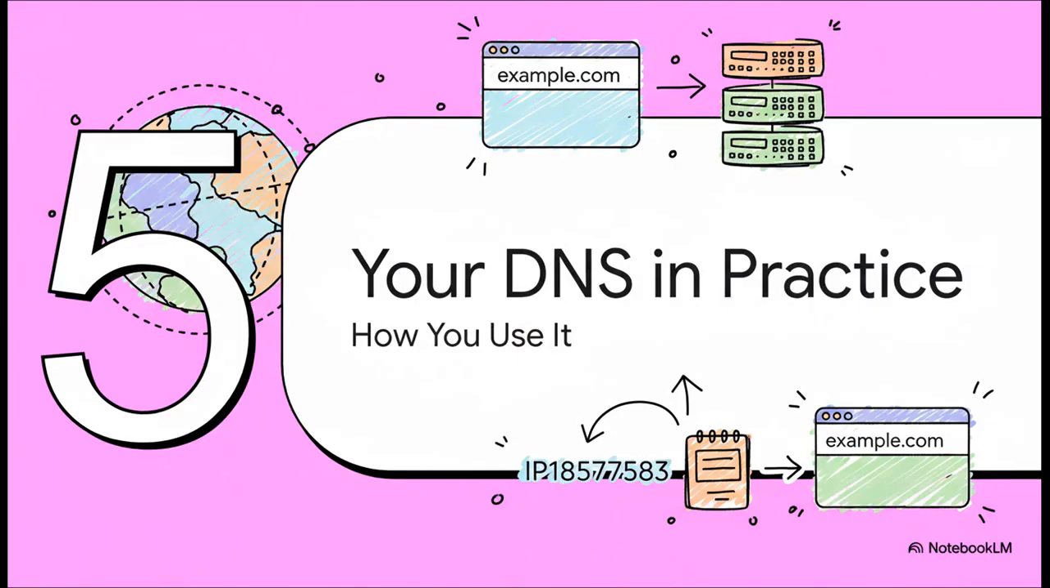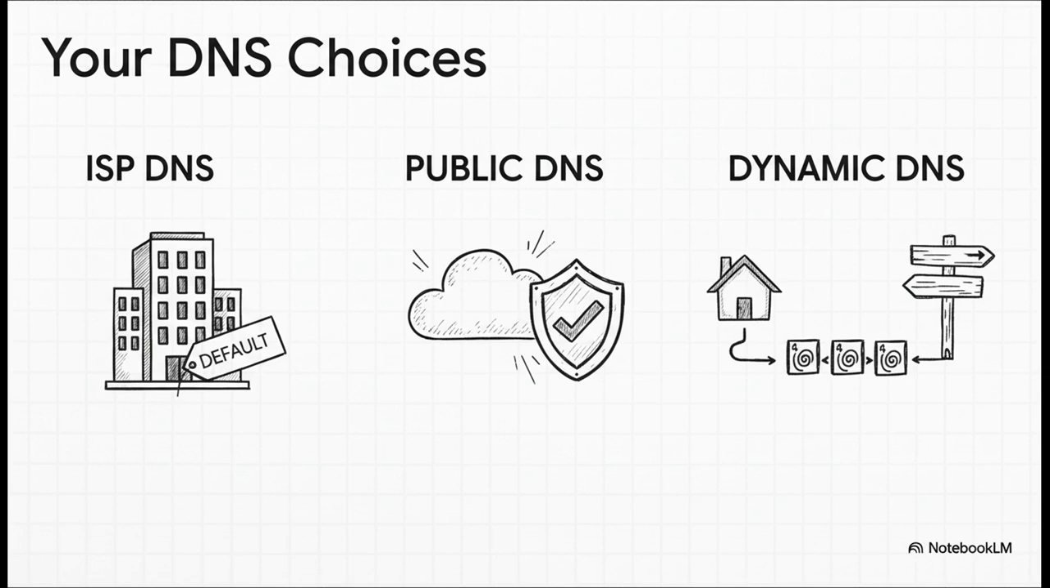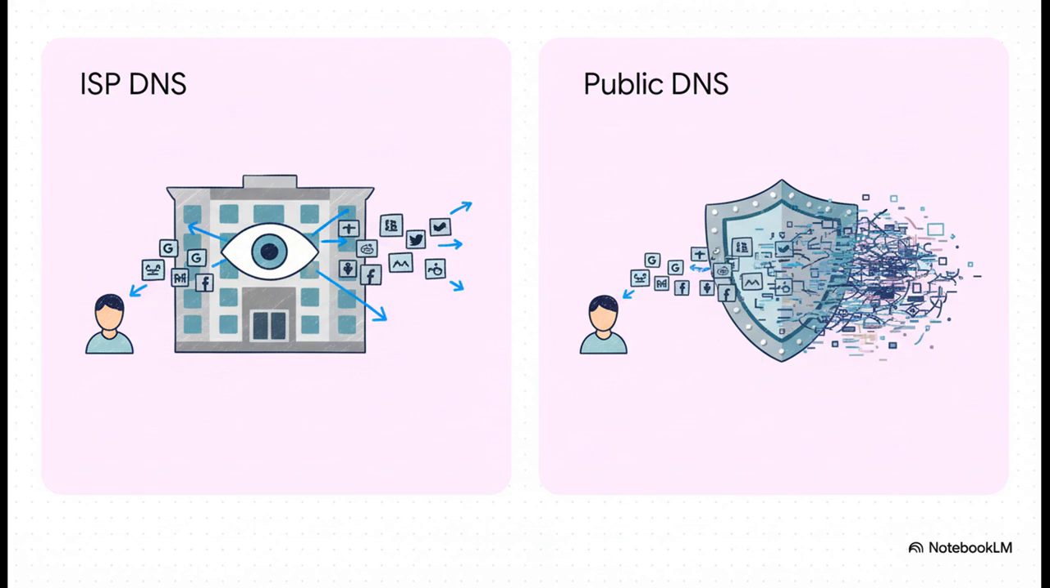Okay, I know that was all a bit in the weeds, but how does this actually play out for you in your day-to-day life? Let's talk about how you're using and how you can actually control DNS right now. So, for most of us, right out of the box, we're using the DNS service that our internet provider, our ISP, gives us. But here's the thing, you have other options. You can choose to use a public DNS service, maybe for better performance or more privacy. And then there's this other cool thing called dynamic DNS, which solves a really common problem for a lot of people.